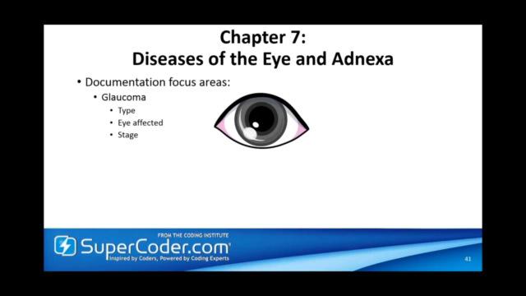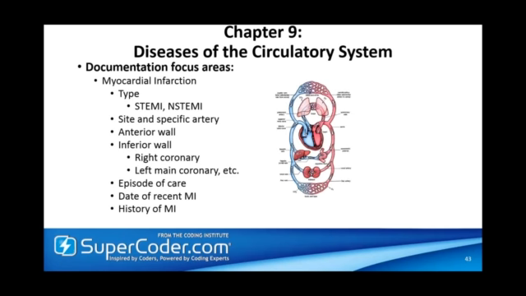Now let's look at Chapter 9, Diseases of the Circulatory System, where a diagnosis of myocardial infarction requires specific information to be included in order to select the correct diagnosis code. The type of MI, such as STEMI or NSTEMI, and the site and specific artery are important. You should be able to find information regarding the wall and the artery in the documentation.